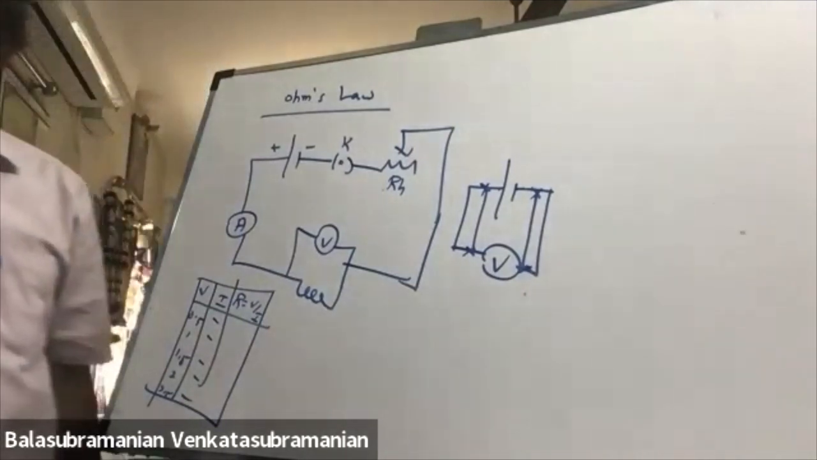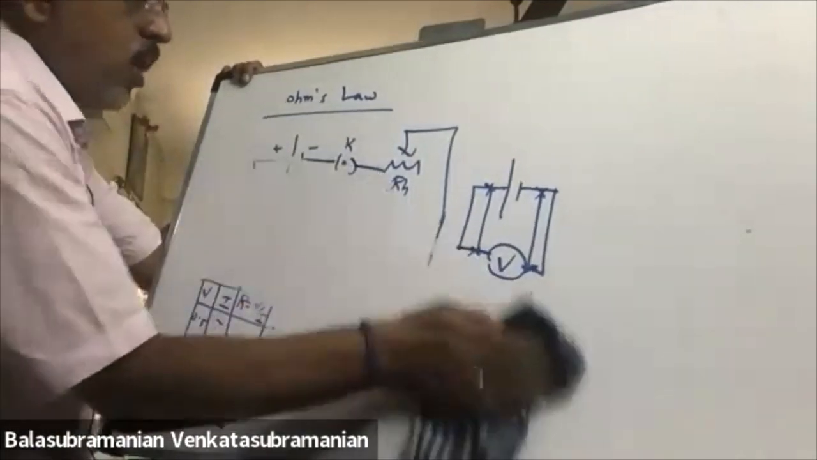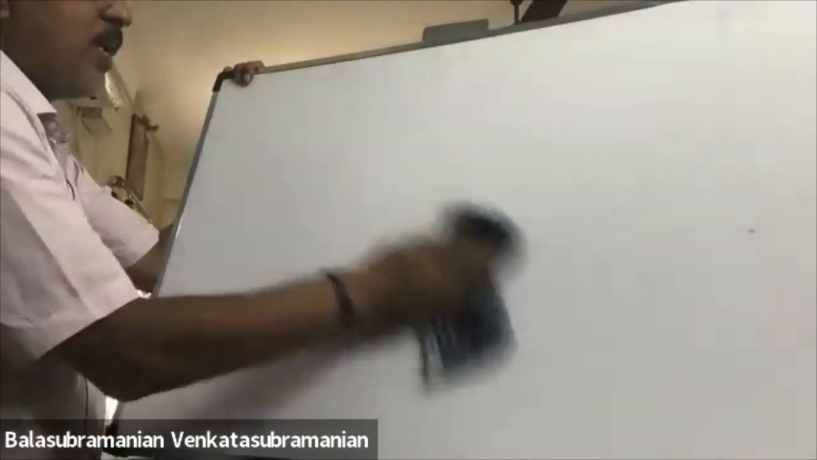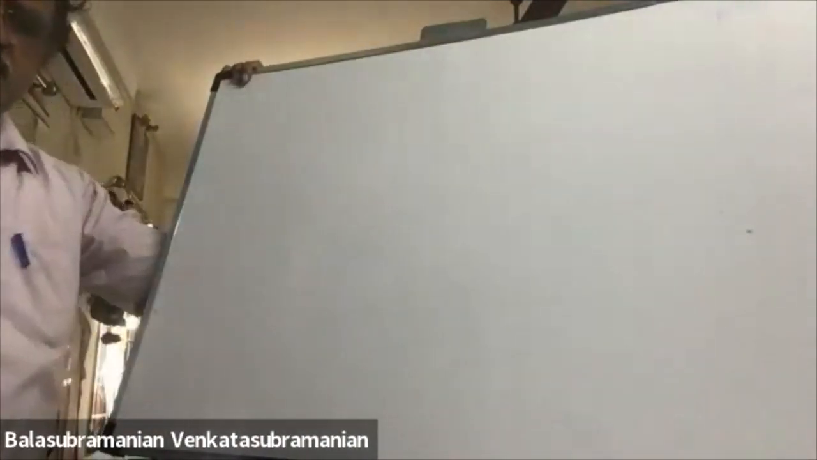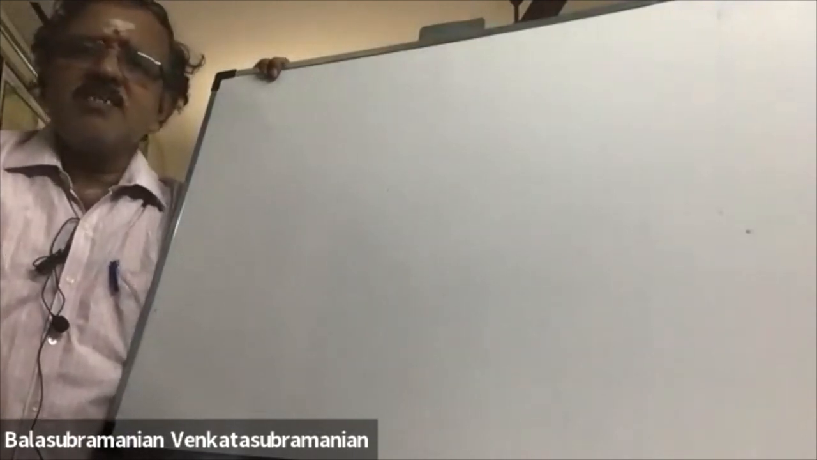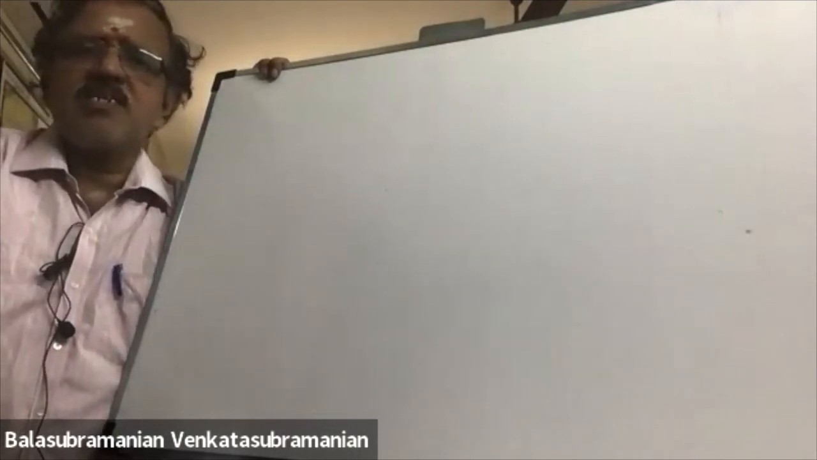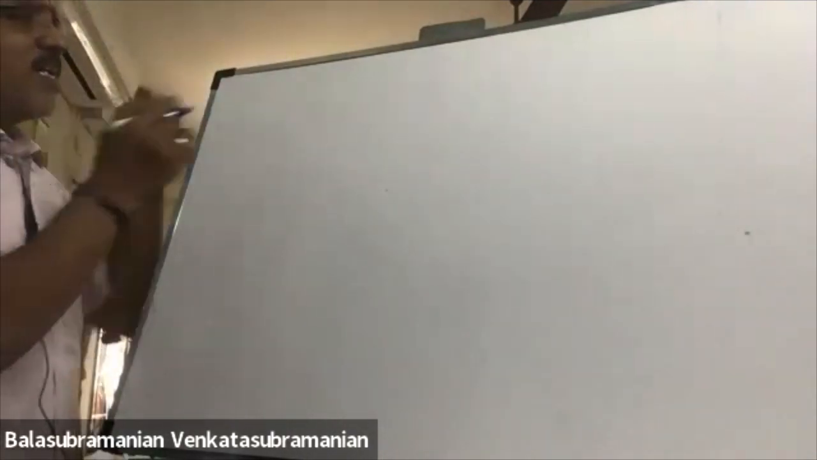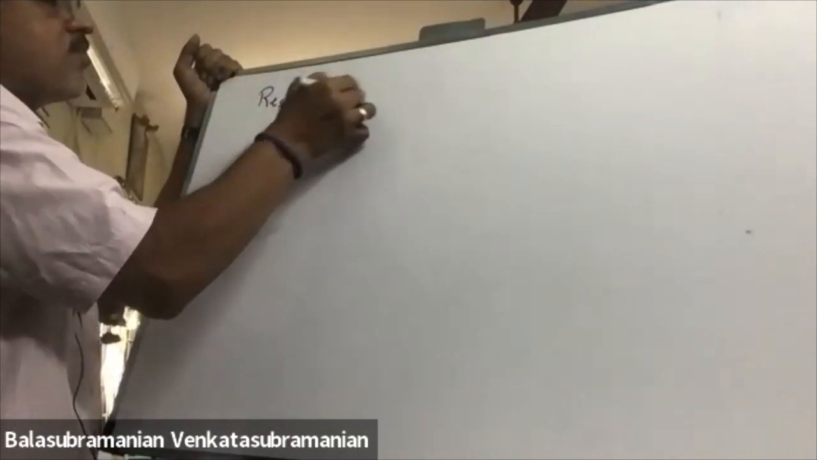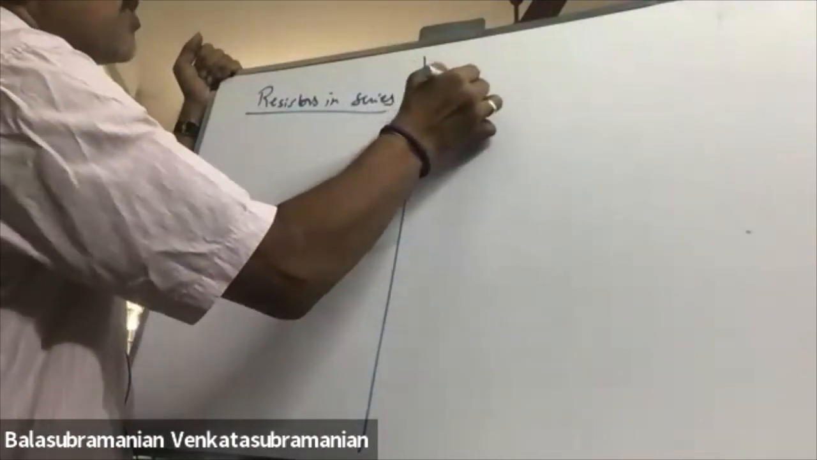Okay. Suppose 2 or more resistors you are using in series or in parallel. What is the resultant resistance? What is the resultant voltage? What is the resultant current? How to calculate, sir? Resistors in series. Resistors in parallel.